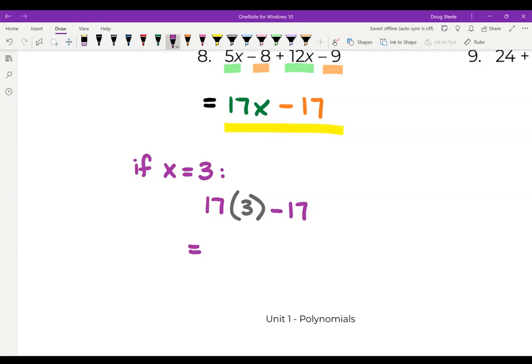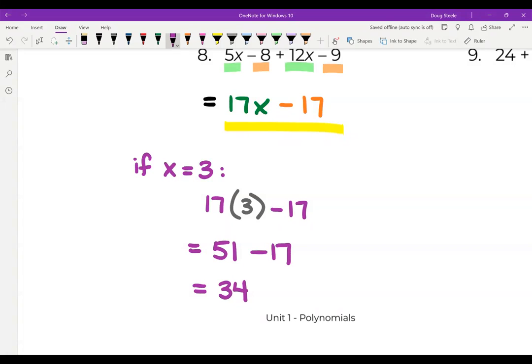So 17 times 3, if you're not quickly doing that in your head, that's 10 times 3, which is 30, plus 7 times 3, which is 21. So we get 51 minus 17. And that leaves us with 34 being our answer. So that's if we know what x is, we could continue to evaluate and get it down to a single number. But when we don't know what x is, we do have to leave it as that 17x minus 17.